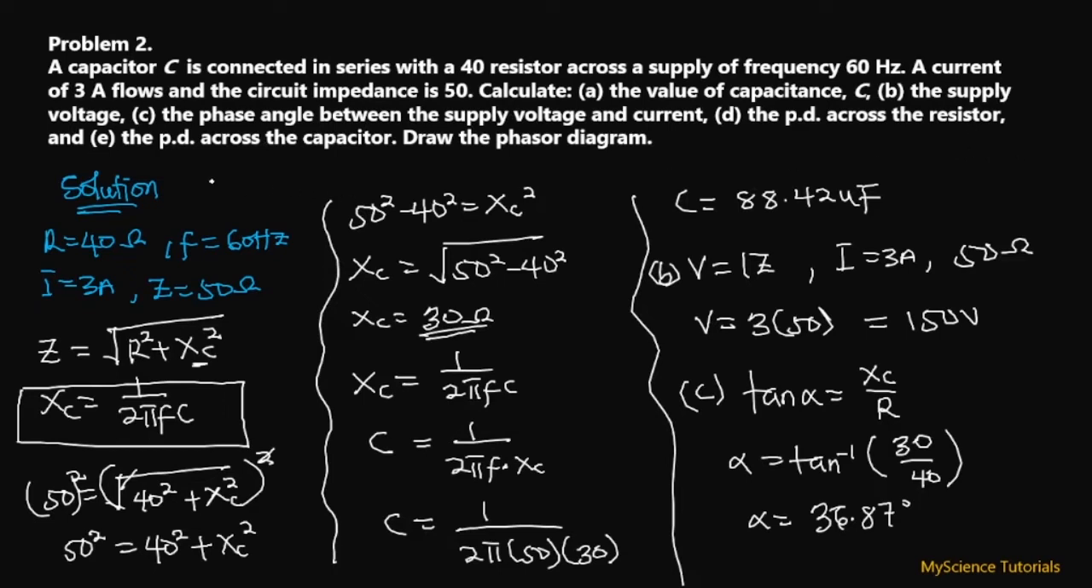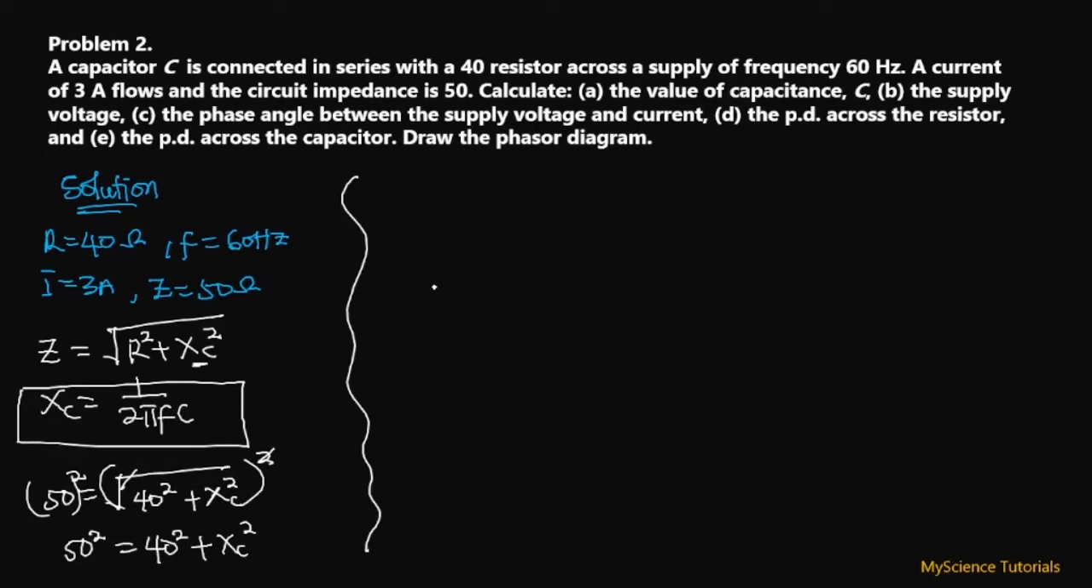Now that we are done with that, let's try and find the potential difference across the resistor, which is VR, and then the potential difference across the capacitor. The potential difference across the resistor VR is given mathematically as I, the current, multiplied by the resistance. So VR is equal to 3 multiplied by 40, which gives us 120 volts as VR, the potential difference across the resistor.